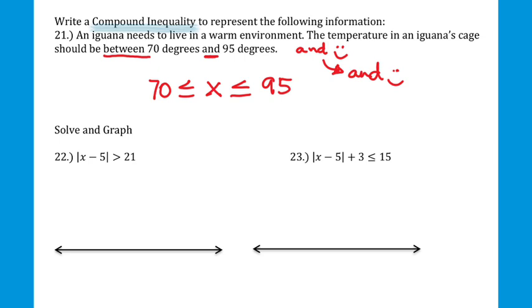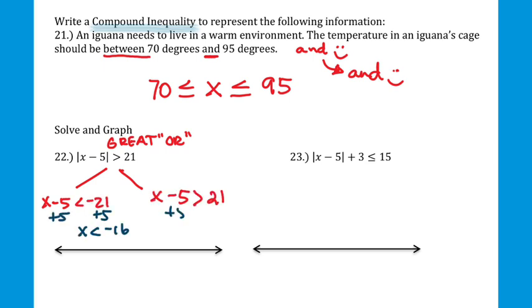On 22, the absolute value is isolated, so we go ahead and make our two inequalities. We also know that it's a greater or, so it should be an or situation. So we write our two inequalities and we solve for these, and then we go ahead and graph. We see that they are indeed greater or, so we know we probably did it right.